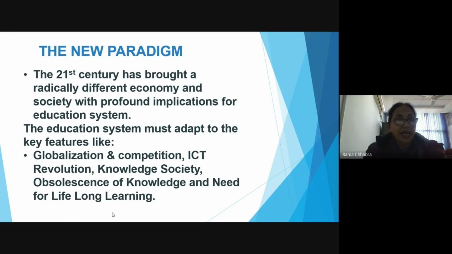In I think NEP 2020 also, much emphasis has been laid on preparing students to become lifelong learners so as to remain competitive in the market. So to face these challenges, I think the education system must adapt to the modern education.